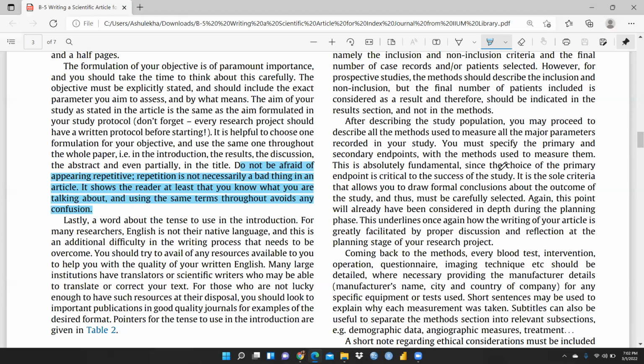And here we talk about the quality of your written English. Many large institutions have translators or specific writers who may be able to translate or correct your text if you are facing any issue writing an article. So, for those who are not lucky enough to have such resources at their disposal, you should look to important publications in good quality journals for examples.